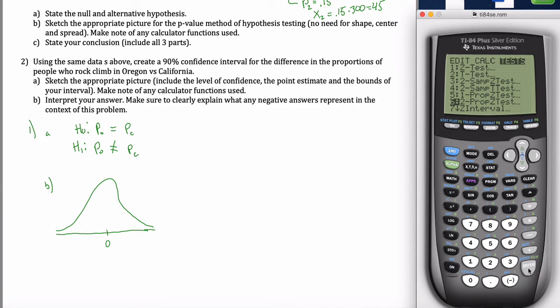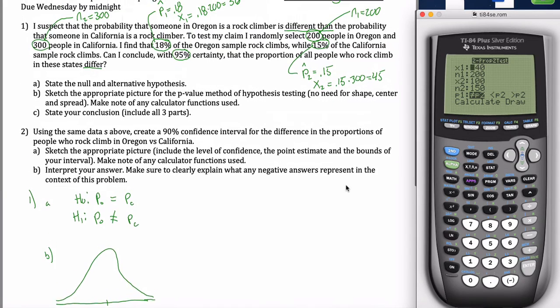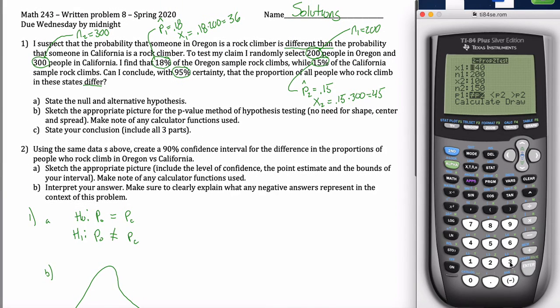2-prop because there's two proportions. Z because proportions are always Z. And then test because it's hypothesis testing. It asks me for X1, N1, X2, and N2. Well, hopefully I have those all written up here. X1 is 36. N1 is 200. There's 36 of the 200 Oregonians. I'm making my ones the Oregonians. X2 is 45. And N2 is 300. 45 of the 300 Californians.